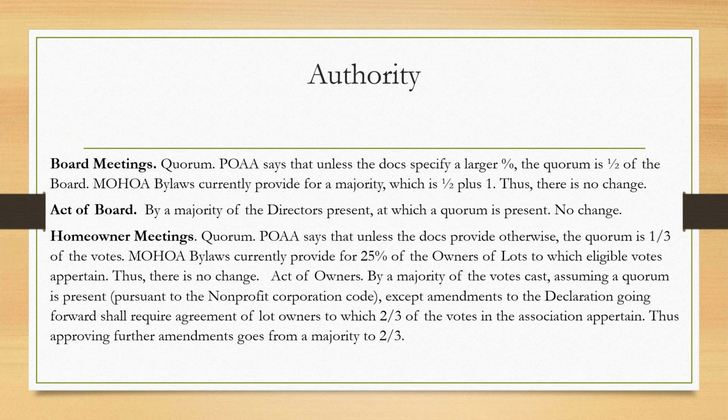Act of owners is by a majority of votes cast, assuming a quorum is present, pursuant to the Nonprofit Corporation Code, except amendments to the declaration going forward, which shall require agreement of all lot owners to which 2/3 of the votes in the association appertain. Thus, approving further amendments goes from a majority to 2/3. So there is a change there. For example, looking at changing our governing documents, right now under the HOA, we need half. Under a POAA, we would need a 2/3 vote.